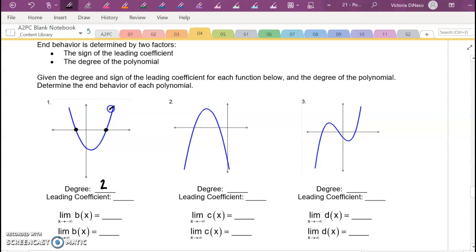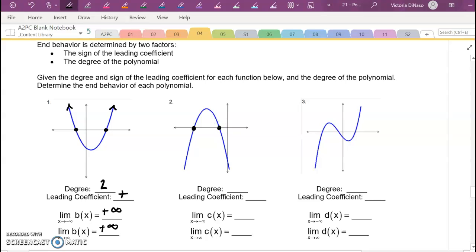Now my leading coefficient, I can put an up arrow right there, which means that my leading coefficient is positive. Now the limit of b of x as x approaches negative infinity, I can put an up arrow over here, which means that it's approaching positive infinity. And the limit of b of x as x approaches positive infinity, we already have that up arrow right there. It is positive infinity.